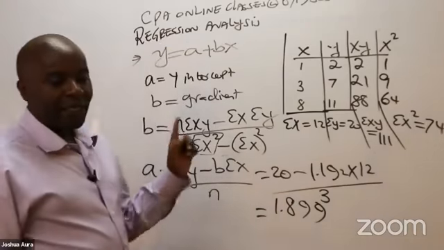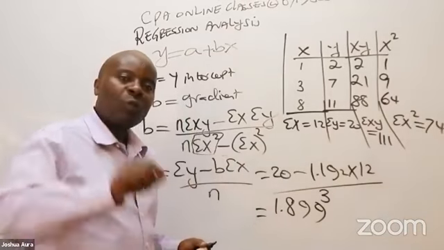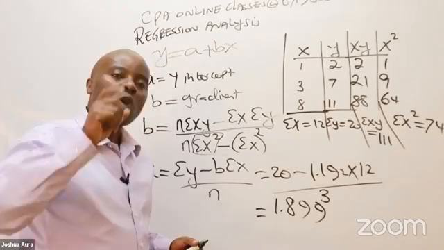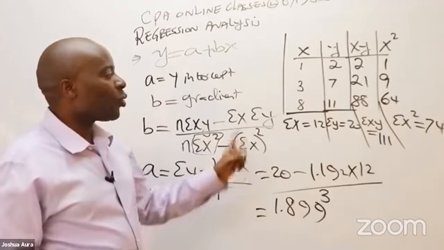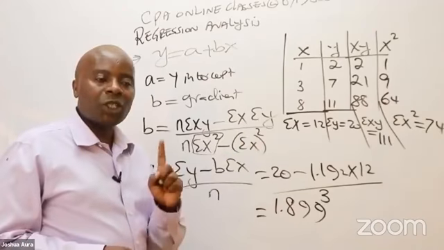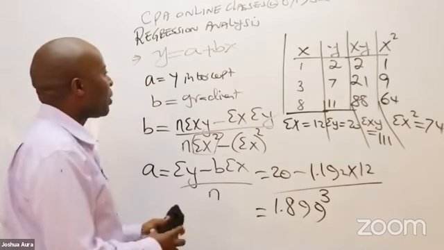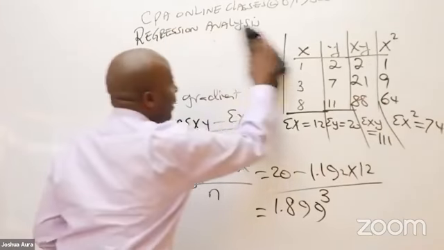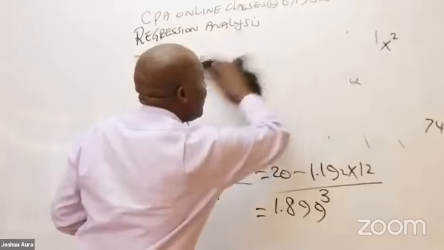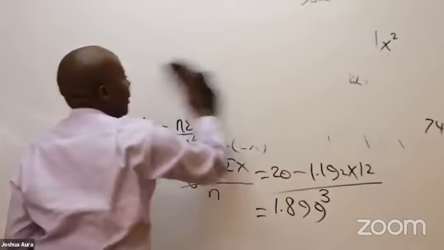1.899. Now, once I have A and I happen to be having B, it doesn't stop there. Remember, the examiner asked us to define a regression equation. Let's define a regression equation.